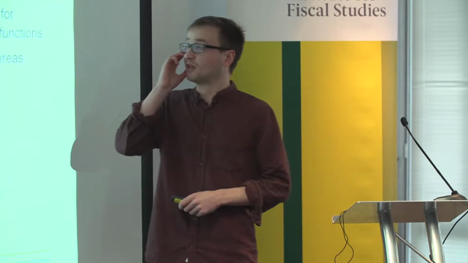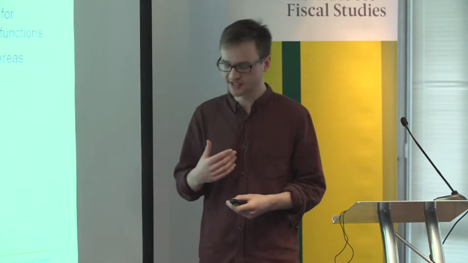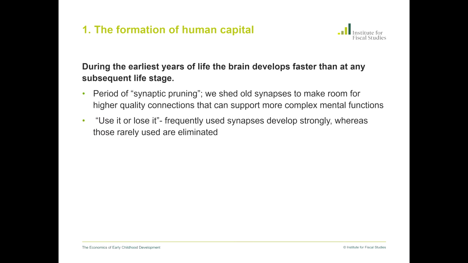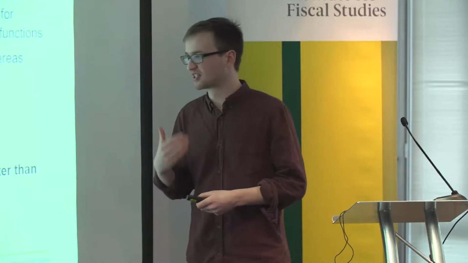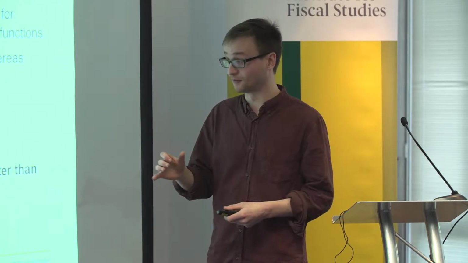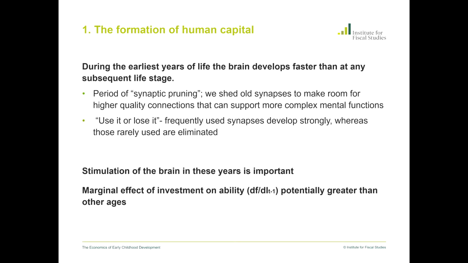So on to that first point. We know from medicine and psychology that in the earliest years of life, the brain develops faster than at any subsequent stage. So this is a period of so-called synaptic pruning. This is when we shed old synapses in the brain to make room for higher quality ones. So frequently this is referred to as a use it or lose it stage. So if you stimulate the brain during this period and you form new synapses, they stay, but if you don't form new synapses, they sort of go away. This suggests, at least from the medical literature, that stimulation of the brain in these very, very early stages is simply important, and that the marginal effect of investment on ability, so the marginal product, df by di, is potentially just bigger at very early ages than it is at other places. So that's the first argument for why the rate of return might be highest in earlier ages than later.